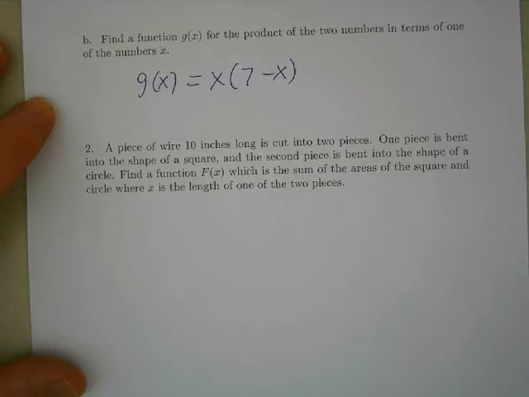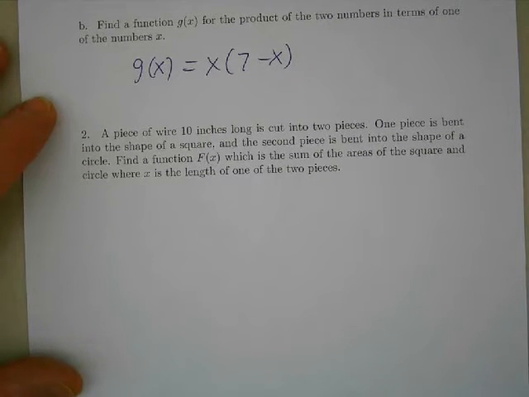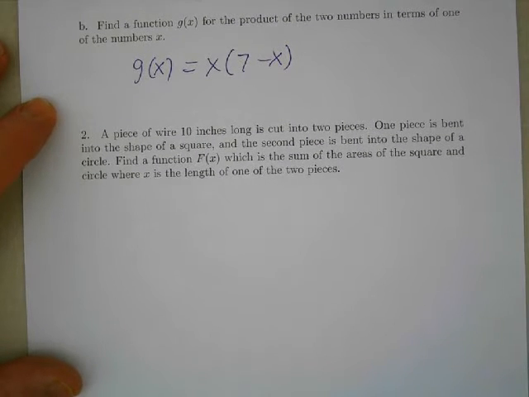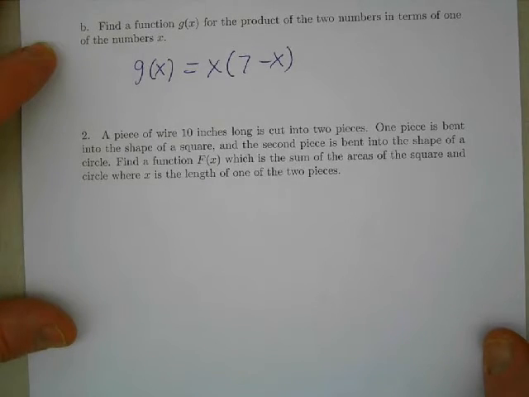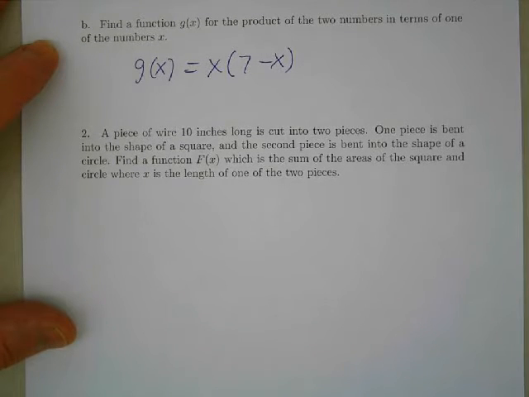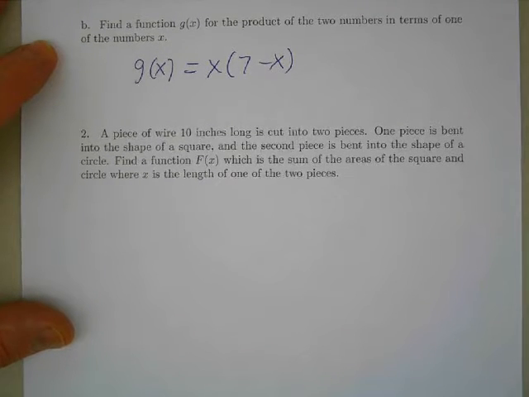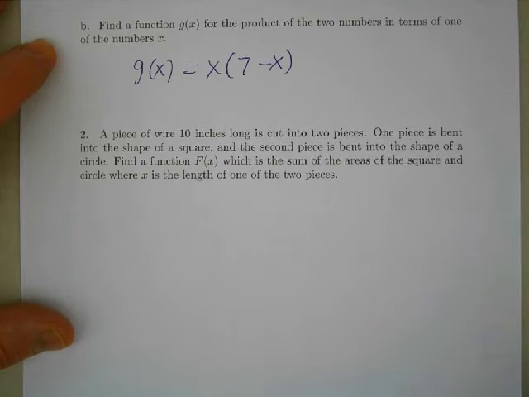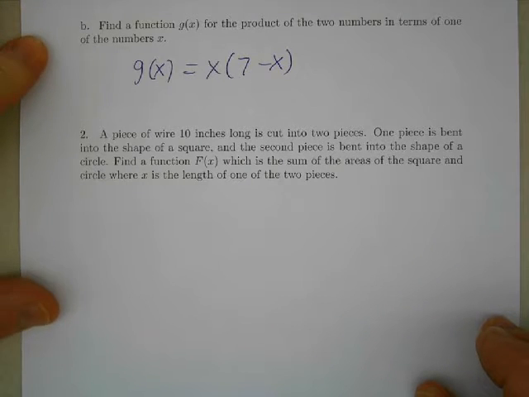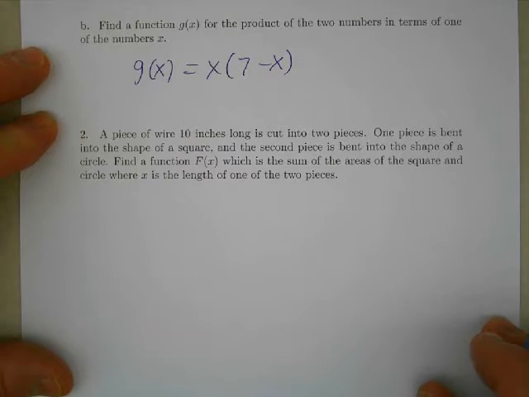On number 2, a piece of wire 10 inches long is cut into 2 pieces. One piece is bent into the shape of a square, and the second piece is bent into the shape of a circle. Find a function capital F of x, which is the sum of the areas of the square and the circle, where x is the length of one of the 2 pieces.